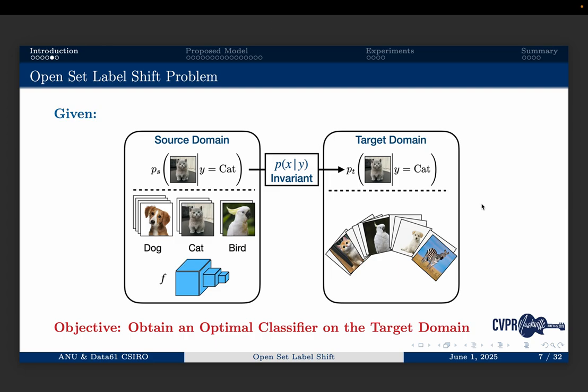In the open set label shift problem, we are given the assumption of conditional distribution being invariant, and we are also given source domain labeled data, the source domain classifier, and unlabeled data in the target domain. Our objective is to obtain an optimal classifier on the target domain.